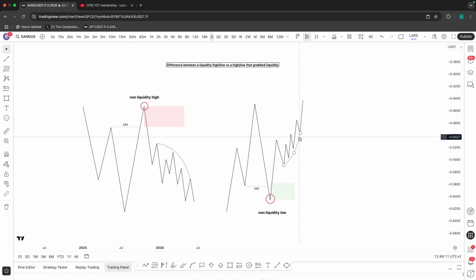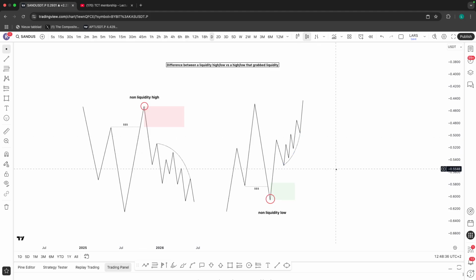So a high or low that grabs liquidity isn't automatically a liquidity high or a liquidity low. Very important to understand, because it will prevent you from using the incorrect third tap POIs when we're looking at potential Model 2 TCT models.